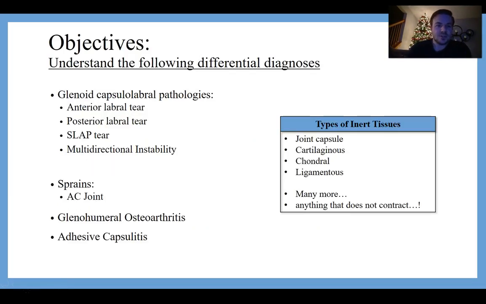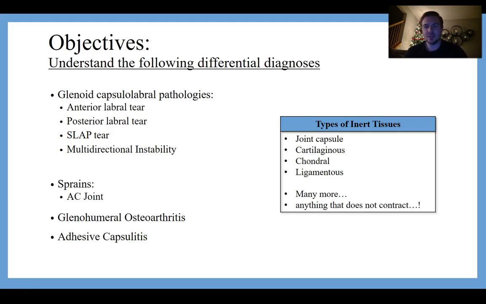So objectives, we're going to try to understand the following differential diagnoses. Looking at glenohumeral or glenoid capsulolabral pathologies, including anterior, posterior, SLAP, and multi-directional instability and labral issues. We group together the term capsulolabral because, as you'll see in a little bit, the joint capsule and the labrum are intimately connected and related, and they have a similar function. We'll also look at a type of sprain of the shoulder, the AC joint. It's the most common sprain of the shoulder, and then glenohumeral osteoarthritis, as well as adhesive capsulitis.